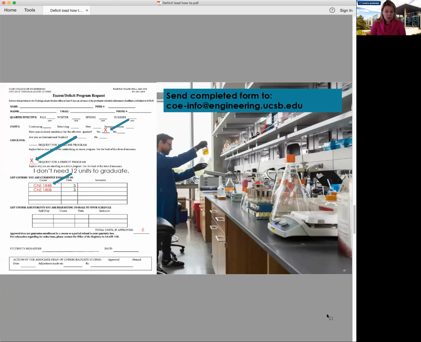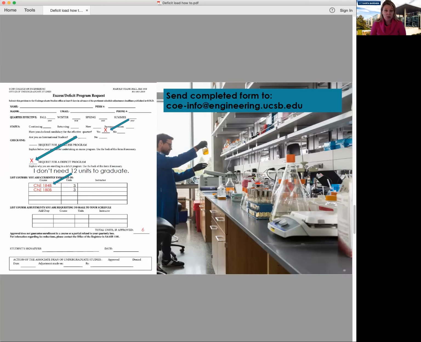This is what the form looks like. And again, our email address is on the top here. You'll notice it actually says excess/deficit. We use this form for two different types of requests. So you will mark off deficit and go ahead and list the courses you're planning on taking and the total number of units. And I will draw your attention under the top, by status, it says, have you declared candidacy for the effective quarter?